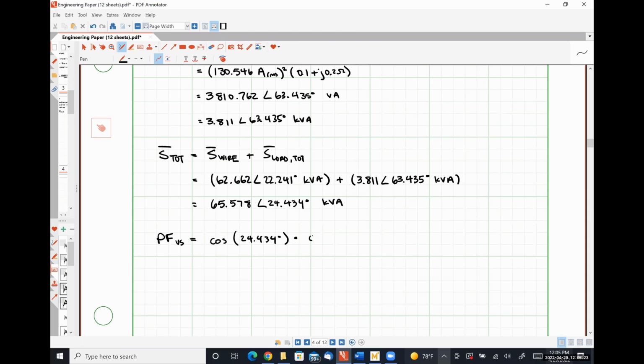Or 0.910 lagging. Where again, I know I'm beating this to death, I know that this is a lagging power factor because the power factor angle is positive. Okay.